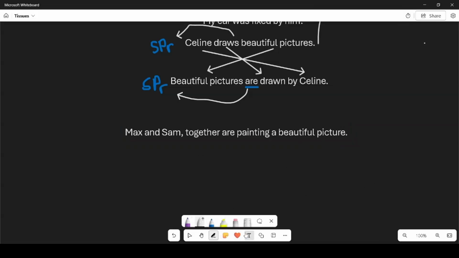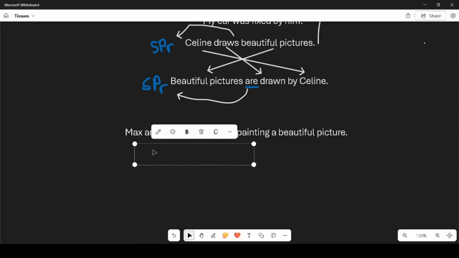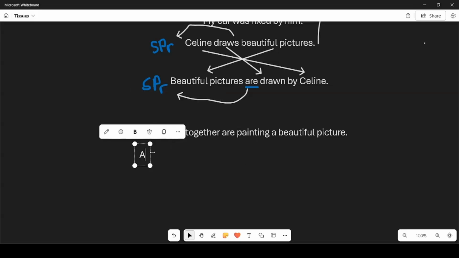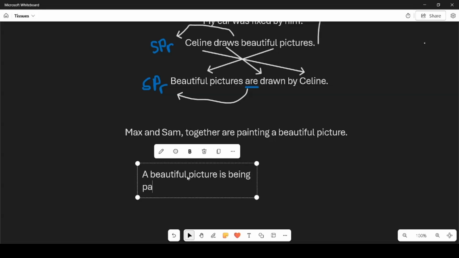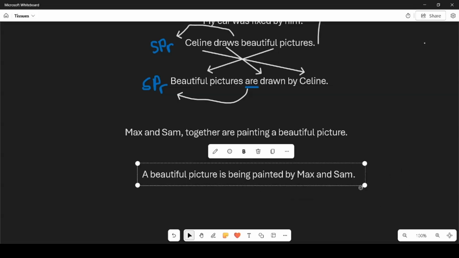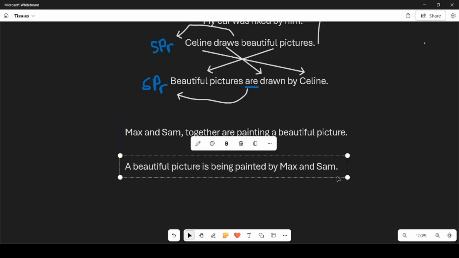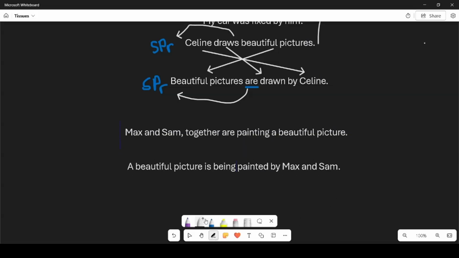Now it's pretty simple, come to think of it. The sentence would be: a beautiful picture is being painted by Max and Sam. If this is your answer, well done, it's correct. So this is in passive voice. So let's analyze this.